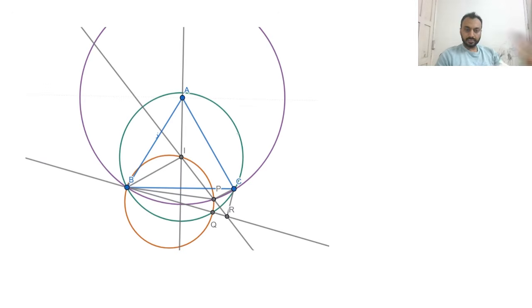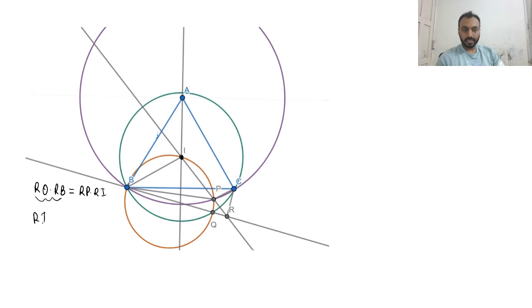Now as R is the intersection of IP and BQ extended, we can apply the power of a point on this. RQ into RB is equal to RP into RI. Now if you observe, RQ into RB is also a power with respect to the green circle, because Q and B are on the green circle also. So I can write RQ into RB, and the center of the green circle is I, right?